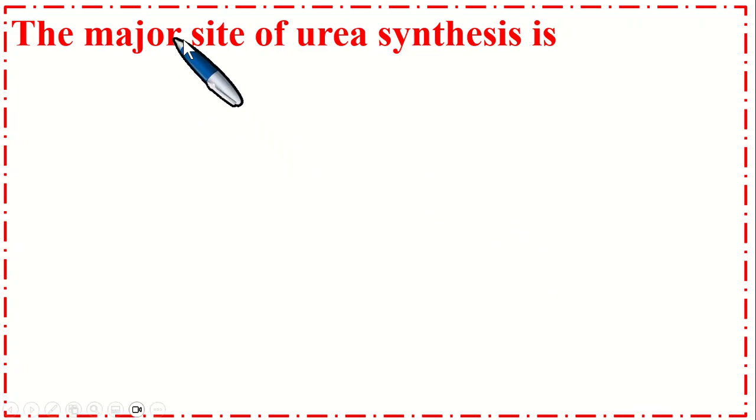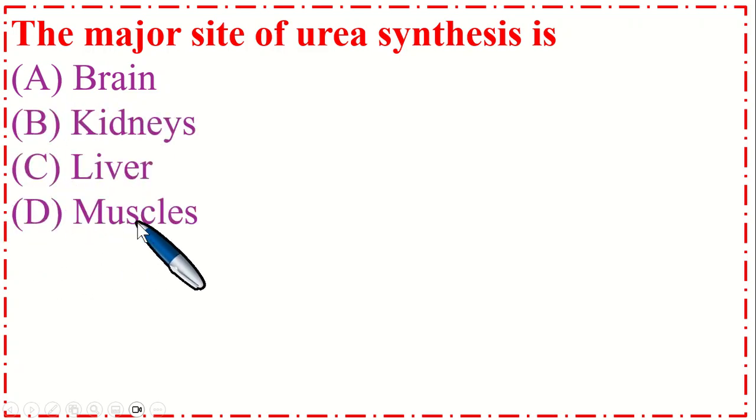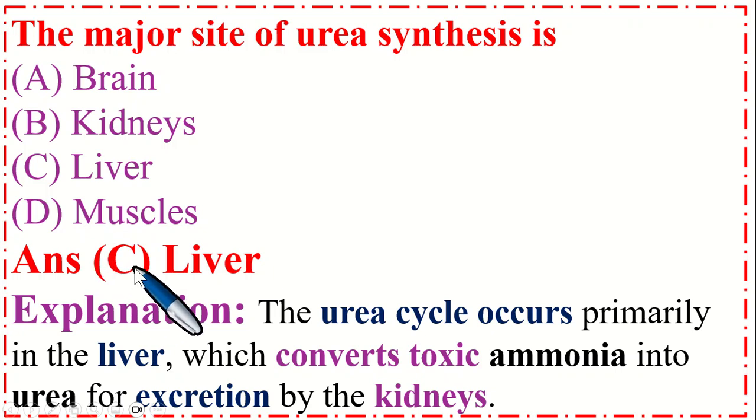So the major site of urea synthesis is option A brain, B kidneys, C liver, and option D muscles. So the correct option is C liver. The urea cycle occurs primarily in the liver, which converts toxic ammonia into urea for excretion by the kidneys.